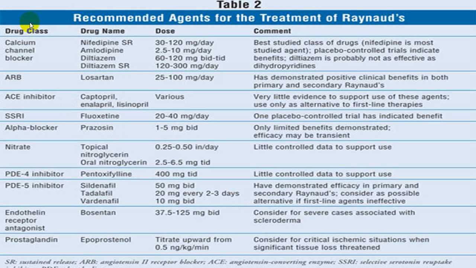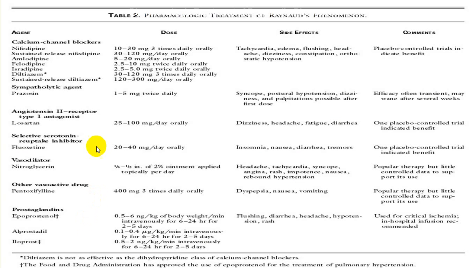These are all the drugs which can be helpful in case of Raynaud's phenomena. The most commonly utilized is calcium channel blocker. Usually these are not so helpful. You can utilize alpha blockers, nitrates, PDE4 inhibitors like pentoxifylline, etc., which are helpful. PDE5 inhibitors are more helpful in pulmonary hypertension. These are all the drugs which are there.